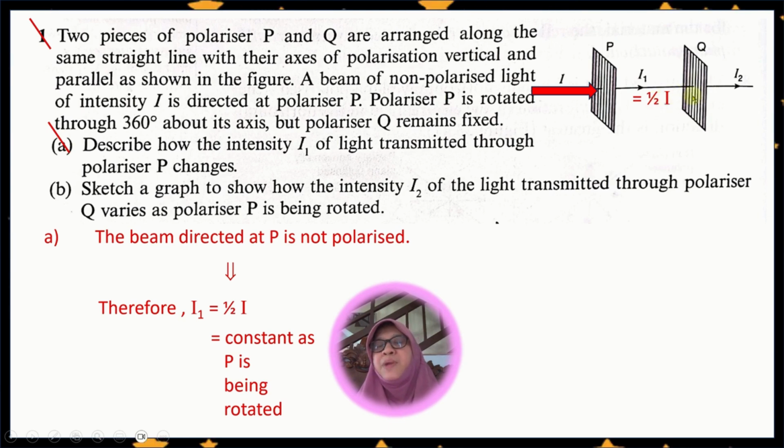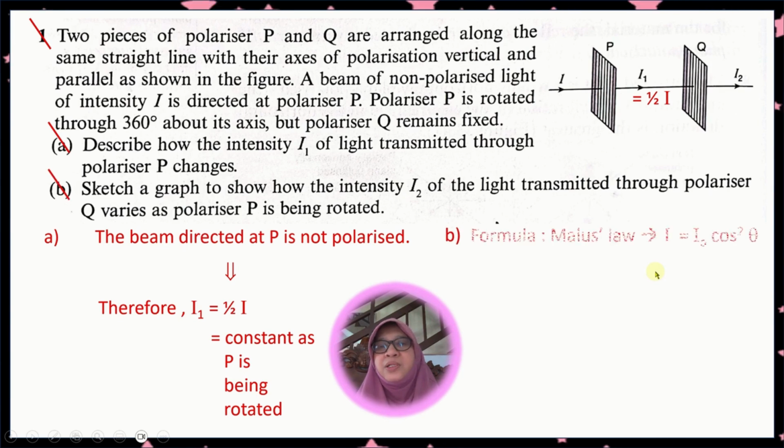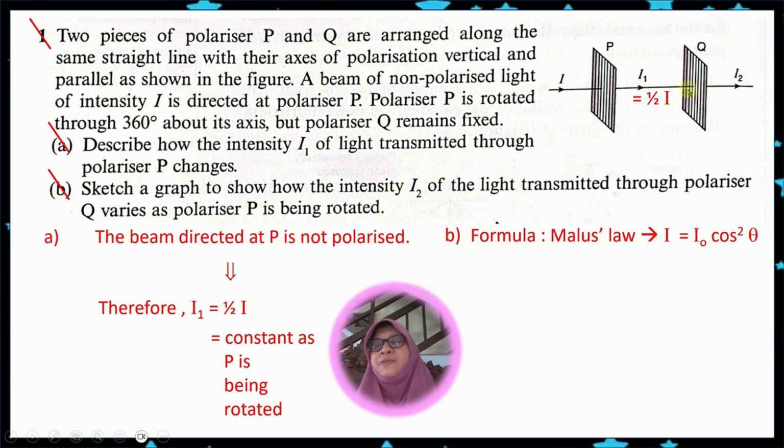So therefore, the intensity of light half I passes through the second polarizer Q, so it will follow Malus law. Malus law is given as I equals I naught cos squared theta. So I2 is the intensity of light after passing through polarizer Q. I2 is substituted into the Malus law as I, and I naught here will be I1, the light that passed through before the polarizer. So the intensity is given by I1.